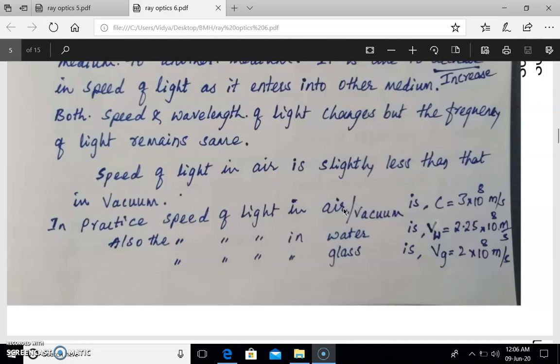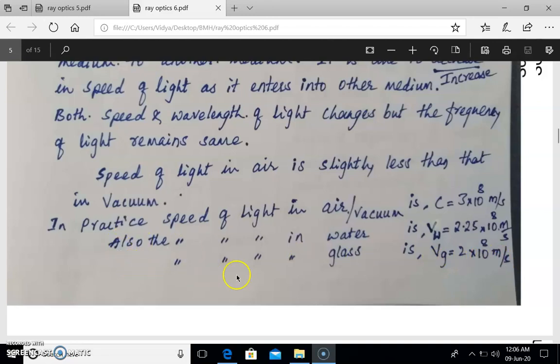When the same light traverses from air medium to water medium, the speed of light decreases. The speed of light in water, VW, is 2.25 into 10 raised to 8 meter per second. Also, when the light traverses from air medium to glass medium, the speed of light in glass medium, Vg, is 2 into 10 raised to 8 meter per second.